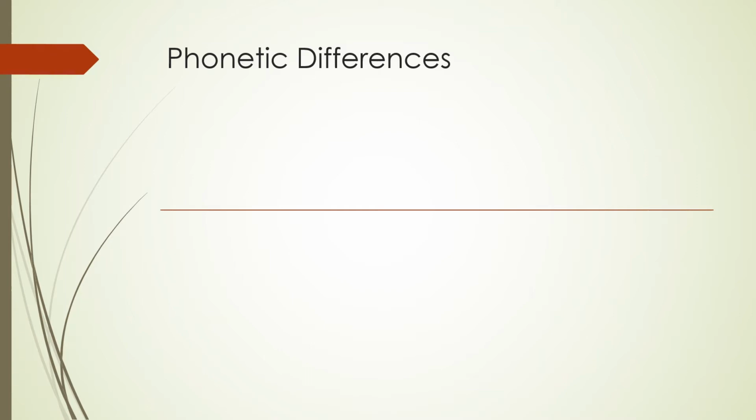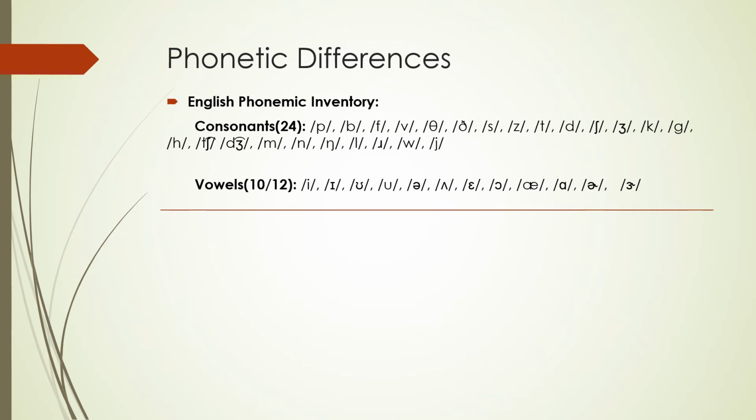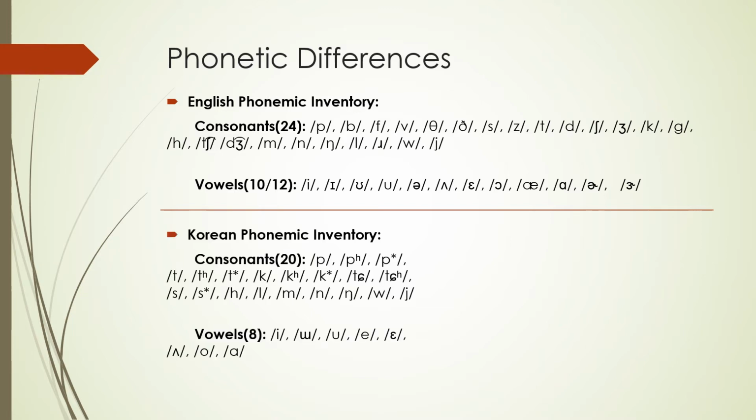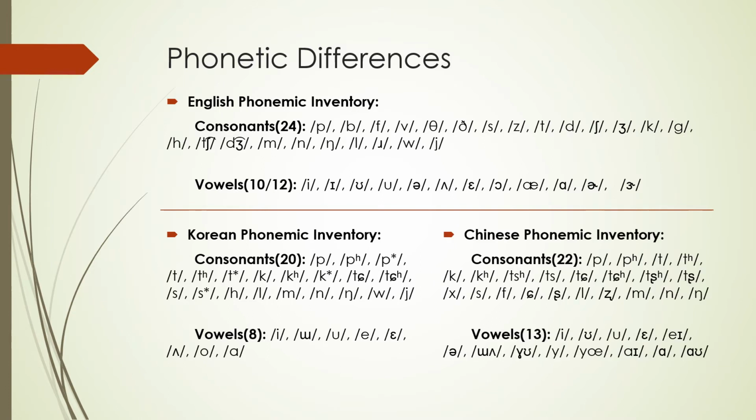So the phonetic differences in the languages account for the differences in pronunciation when loanwords are introduced in the different languages. This is the English phonemic inventory with 24 consonants and 10 or 12 vowels, depending on whether or not you count the rhotic vowels as vowels in the English language. The Korean phonemic inventory has 20 consonants and 8 vowels. And the Chinese phonemic inventory has 22 consonants and 13 vowels.